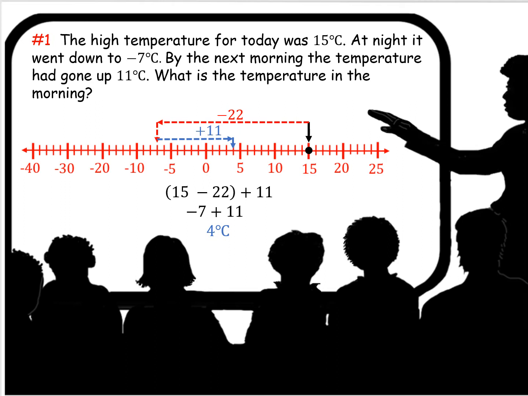So you can see how it's done on the number line, and you can look at the equation. 15, which is where we started, minus 22, which brings us down to negative 7, and then adding 11. Negative 7 plus 11. Remember, a negative plus a positive. Subtract as you normally would. 11 minus 7. That gives you 4. And then you're going to take the sign of the larger number. The sign of the larger number is positive.